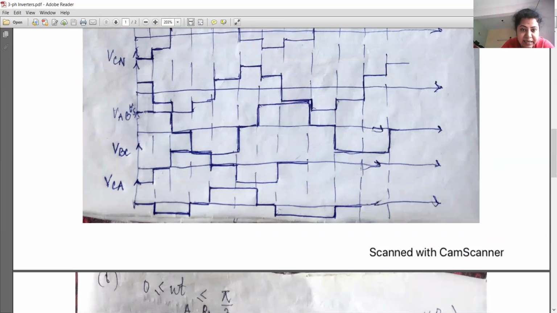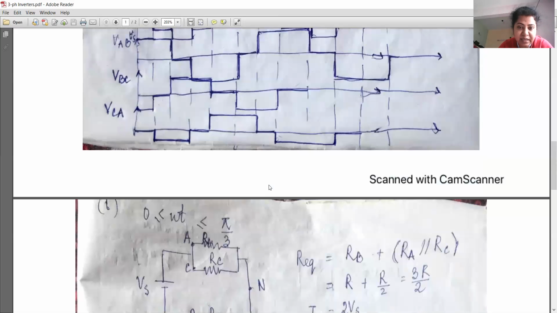Here we can see the line voltage VAB. It is of this type. This is a stepped waveform which we have got. This is a quasi-square waveform. Here VBC is delayed again from this point by an angle of 120 degree. Again VCA is delayed from this point by an angle of 120 degree, and we are getting a three-phase waveform. So this is a three-phase inverter in a 180 degree conduction mode.